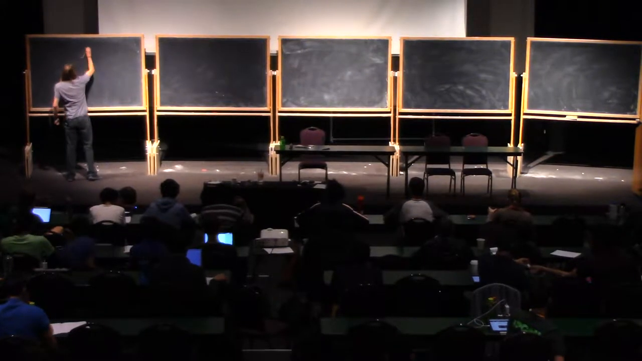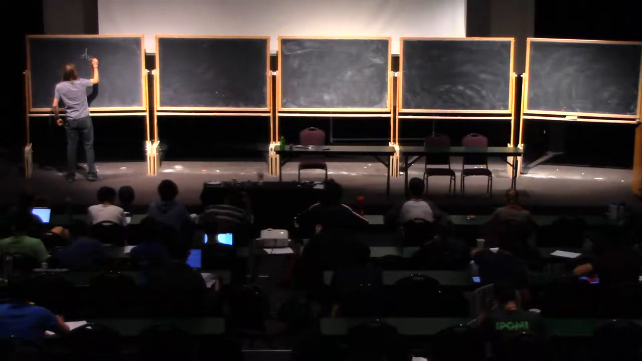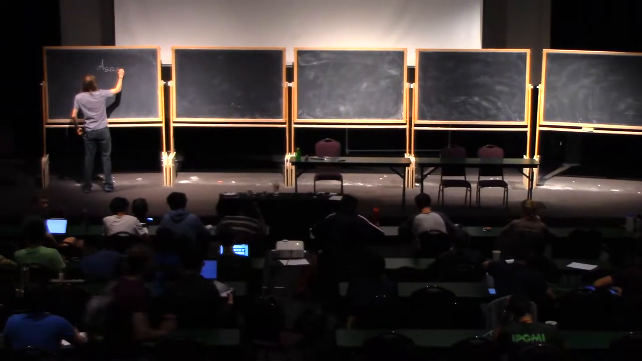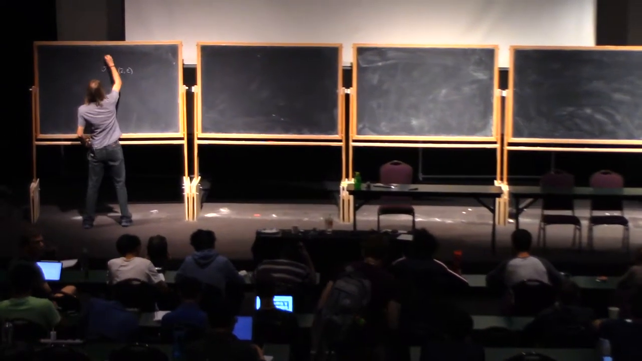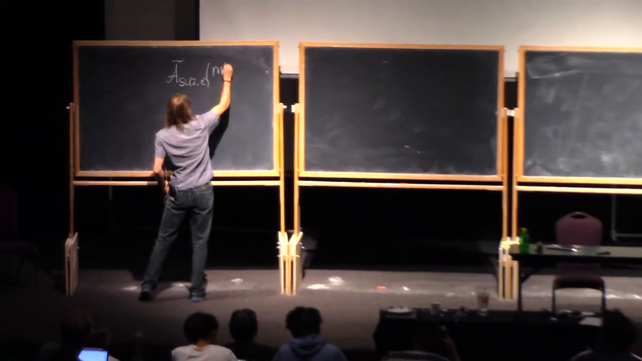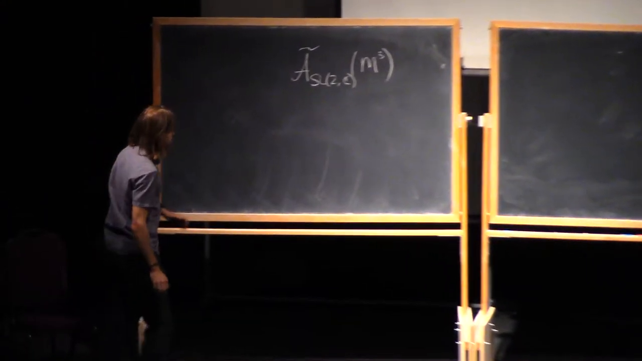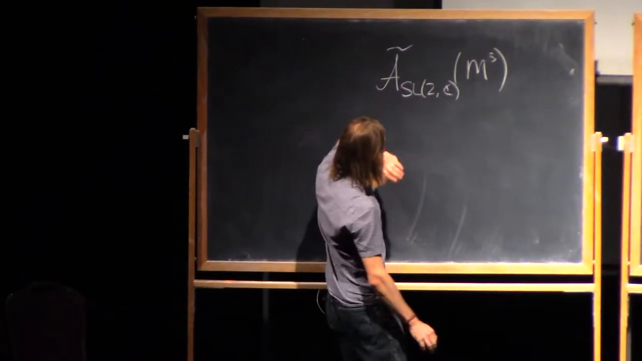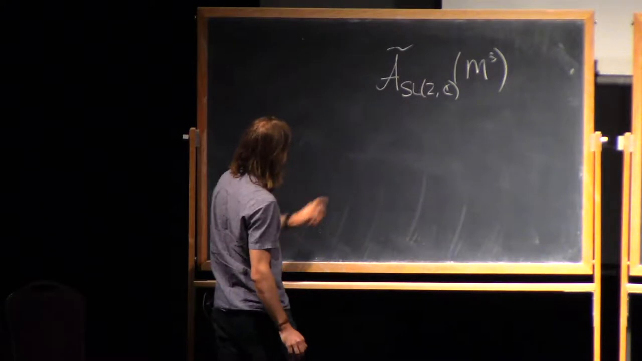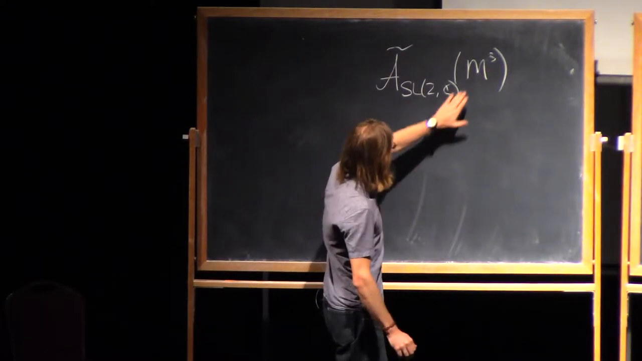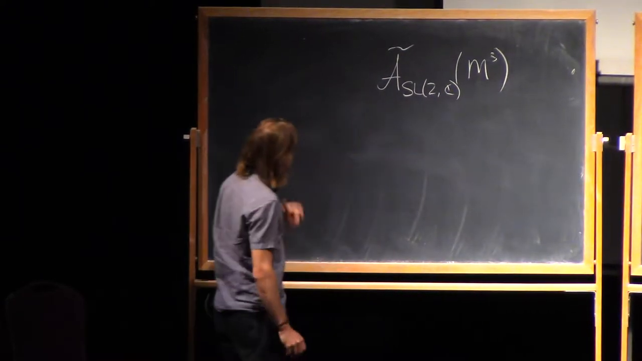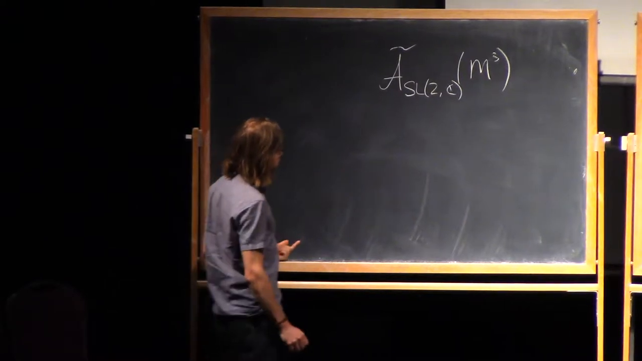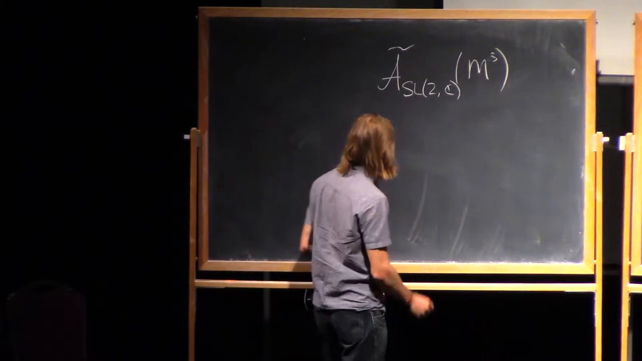So there was the following space, SL(2,C) with tilde, associated to a three-manifold. So this was understood as the space of all SL(2,C) connections on some closed standard three-manifold M3, where we do a quotient only with respect to based gauge transformations connected to the identity.